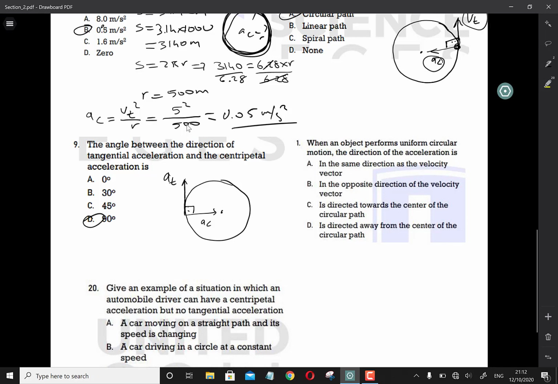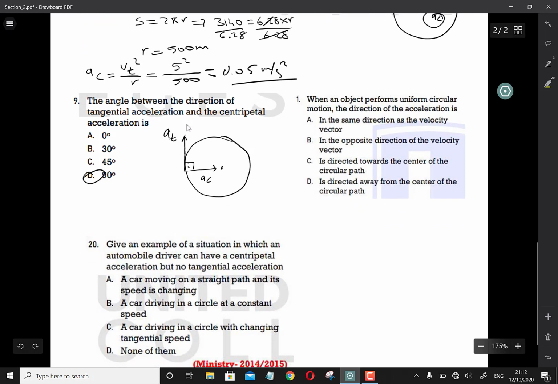And next one is question number 1. When an object performs uniform circular motion, what is the direction of the acceleration? Uniform circular motion means the tangential speed is constant. So if an object moves with constant tangential speed, you can say that it's uniform circular motion. If Vt is constant, this object will have only centripetal acceleration, and we know that centripetal acceleration always points towards the center of the circular path, so it's also the acceleration of the object.